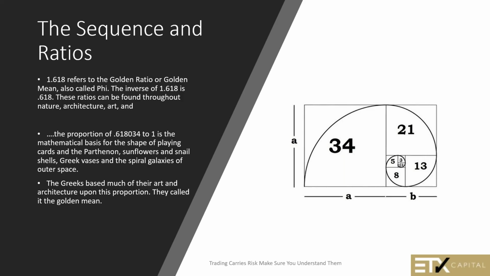The proportion of 0.618 to 1 is the mathematical basis for the shape of playing cards, for the Parthenon, for sunflowers, for snail shells, for shells you find on the beach with the spirals going through them, for Greek vases, and also the spiral galaxies of outer space. Why they all have these numeric values, I have no idea. The Greeks based much of their art and architecture on this proportion, and they called it the golden mean.